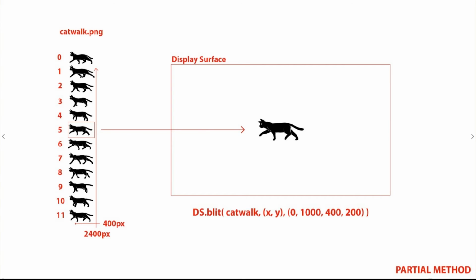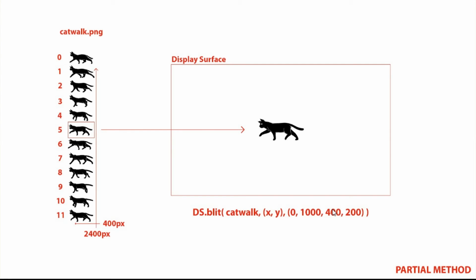This method involves loading a single image, like we see here, catwalk PNG, and only displaying a portion of it. In this example, catwalk PNG contains all the frames of the animation. It has a height of 2400 pixels and there are 12 frames. So if we divide 2400 by 12, we'll know the individual height of each frame, which works out at 200 pixels. If we want to display a portion of an image, then we add a third parameter to the blit function.